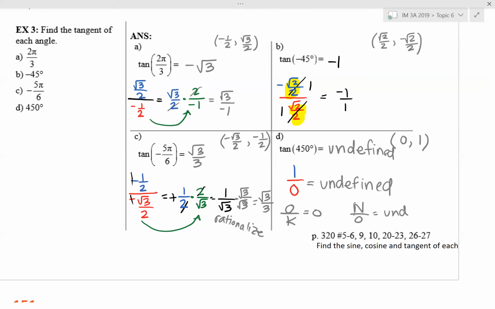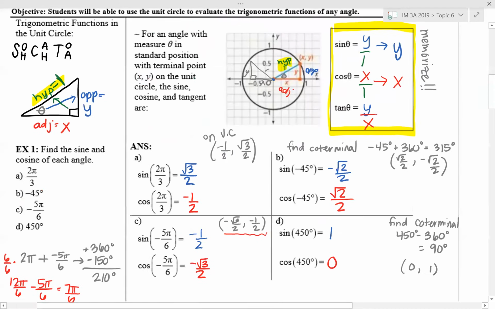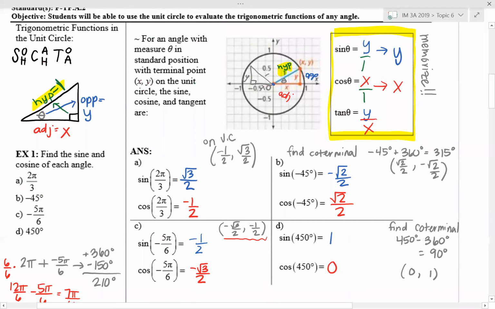So finally for this, you're going to do the problems on page 320 and 321, I believe. However, I want you to find the sine, cosine, and tangent of each of them. Some of them say find the sine and cosine, others say find tangent in your textbook. But I do want you to find all 3 for each of the homework problems. So remember that when we're looking at sine and cosine, it's literally just the x coordinate and the y coordinate for the appropriate function on the unit circle.